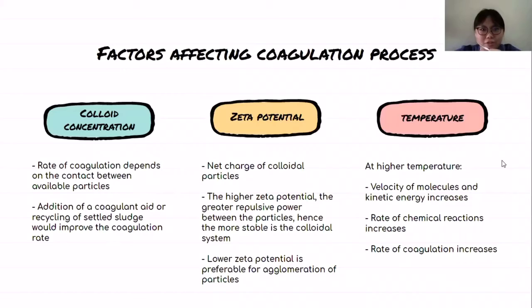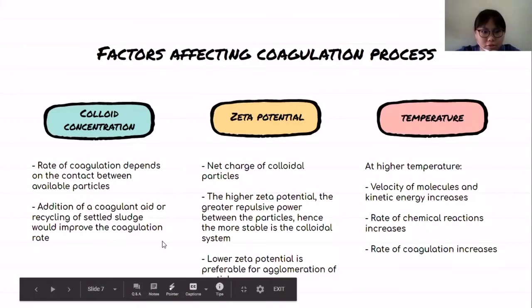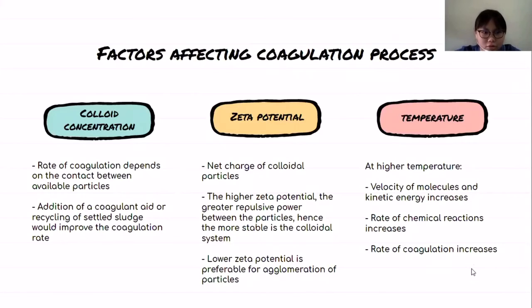Hello. Now I would like to talk about the factors affecting the coagulation process. The first one is colloid concentration. The rate of coagulation depends on the contact between the available particles inside the colloid. So addition of a coagulant aid or recycling of settled sludge would improve the coagulation rate because there will be more reaction between the coagulant and the suspended particles.